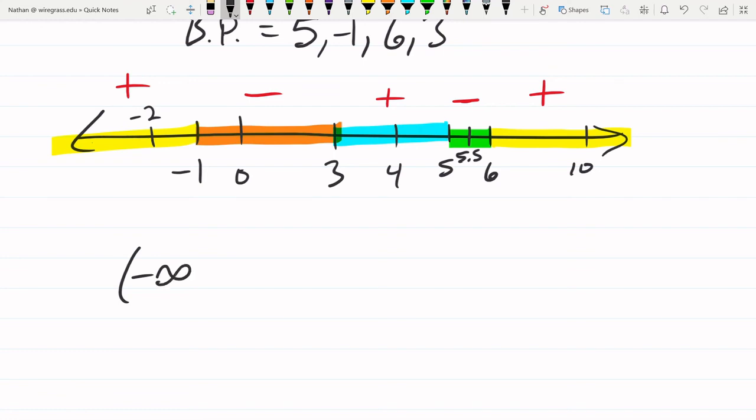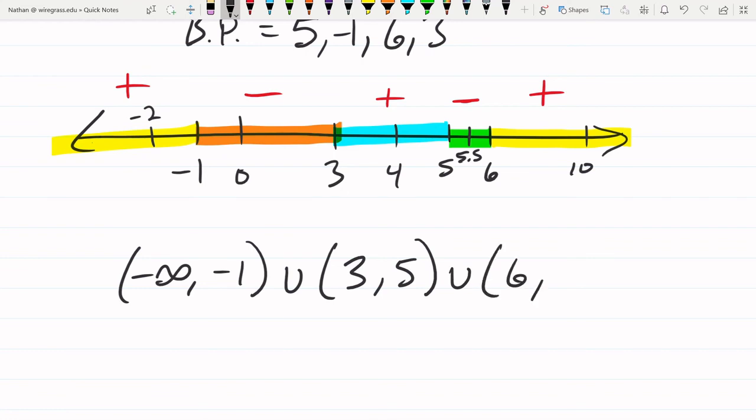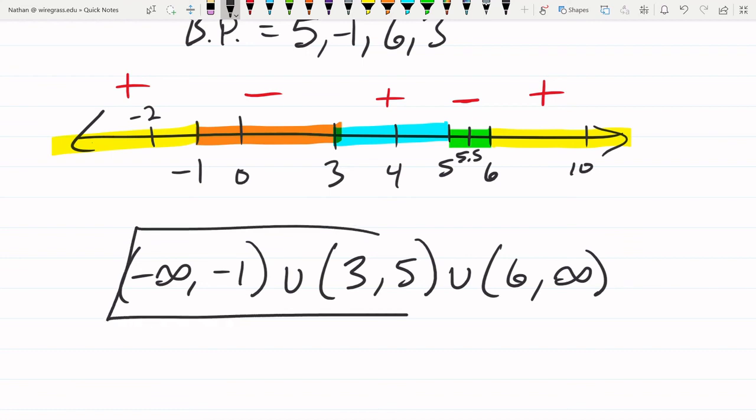We have -infinity up to -1. That's the first yellow interval. Unioned with 3 up to 5. That's the blue interval. And finally, union with 6 up to infinity, the rightmost yellow interval. And that's our solution for this problem.